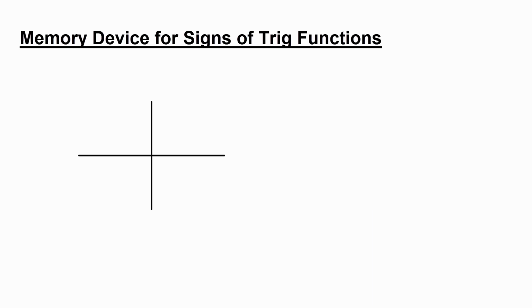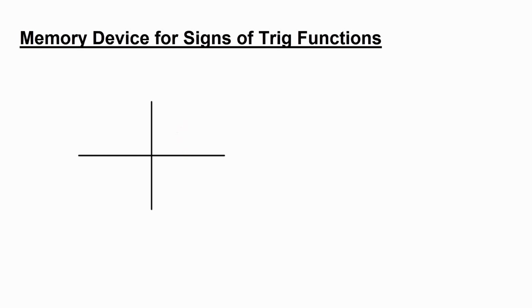So here's your mnemonic device, memory device, for remembering the sign, SIGN, right? Is it positive or negative? In this case, the memory device tells you in which quadrant the trig function is positive. So here's the memory device.